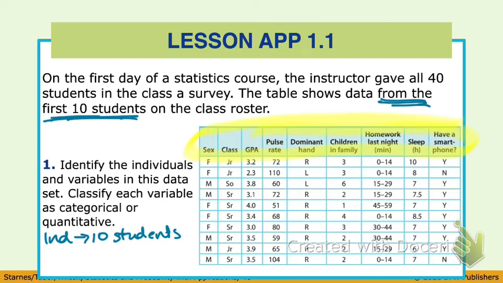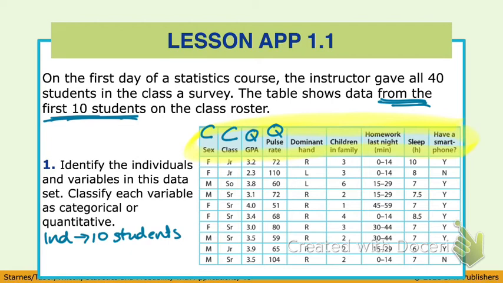First of all, sex or gender, that is definitely categorical. We're putting people into categories. Class, we have juniors, sophomores, seniors. This is a category. GPA, we have quantitative. That is something that we can quantify. Your pulse rate, that is also quantitative. That is a quantifiable variable.